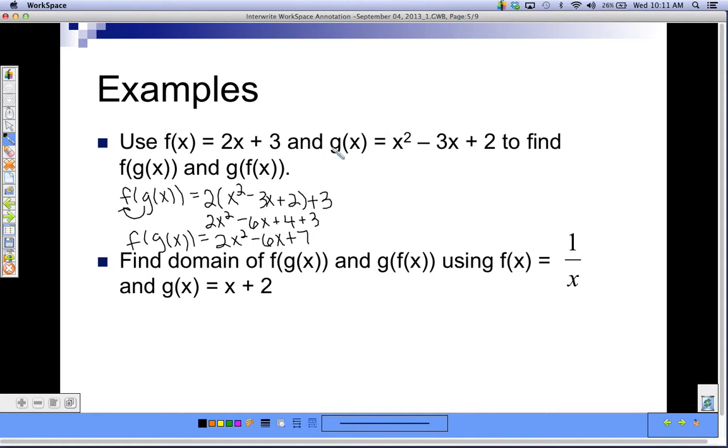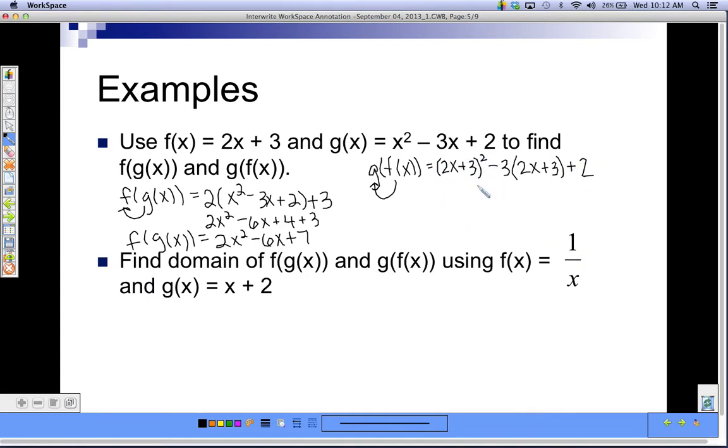Well, now we need to find g of f of x. So we're going to take f and put it into g. So right away we see an x in g. So we need to put in our 2x plus 3 squared. Continue with g, so minus 3. We see x again, so that means we need to put in f, which is 2x plus 3, plus 2.